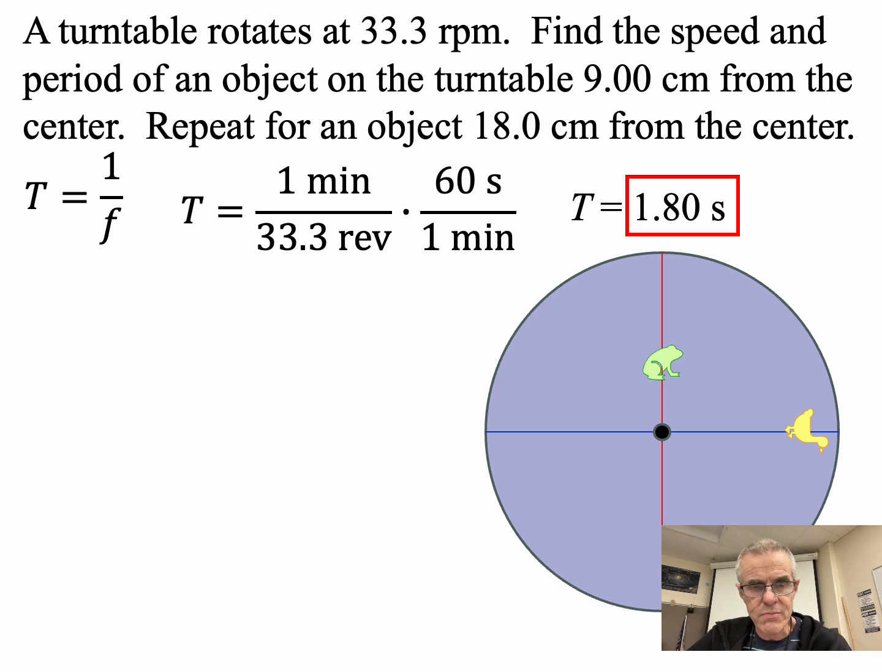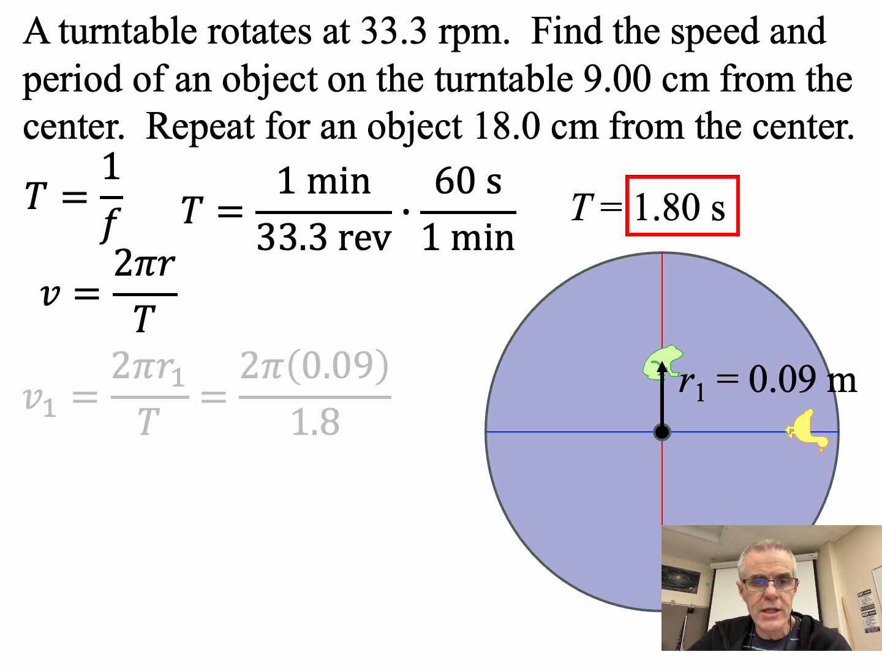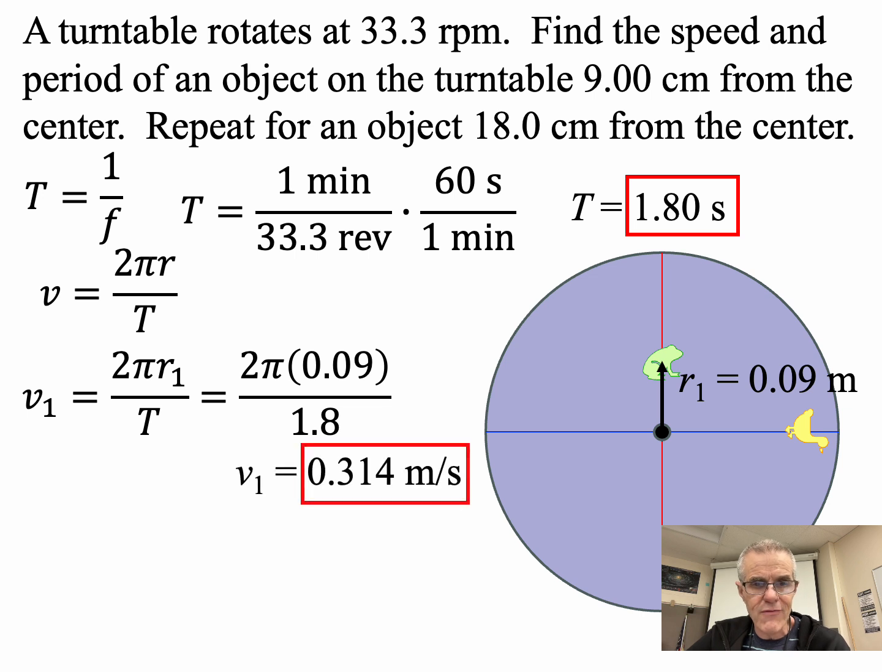But then we're asked to find the speed. Speed for circular motion, if it's uniform, which it would be in this case, would be 2 pi r divided by the period. Our two objects have different radii. So our frog is sitting here at 9 centimeters. That's 0.09 meters. Divide by 100 to get 0.09. And then calculate 2 pi R1 over period. And that would give me a speed for our frog friend here, 0.314 meters per second.